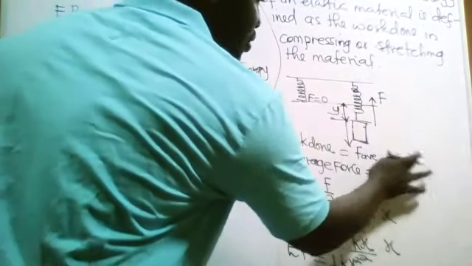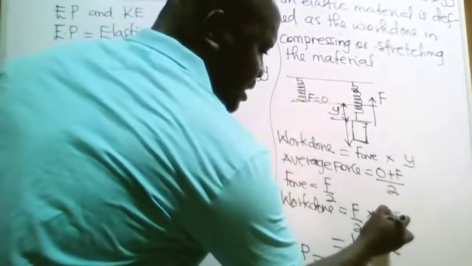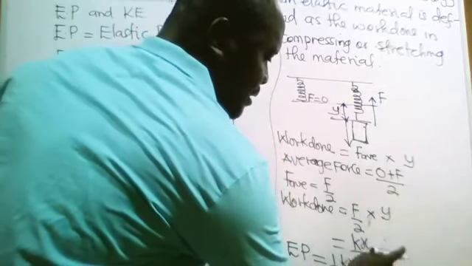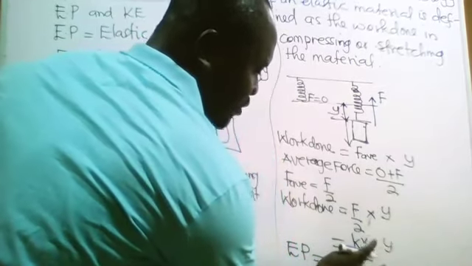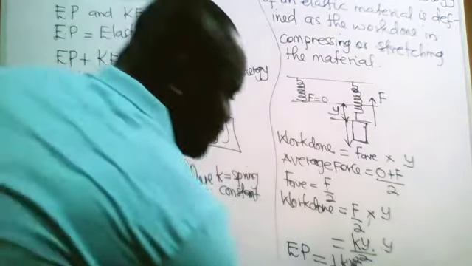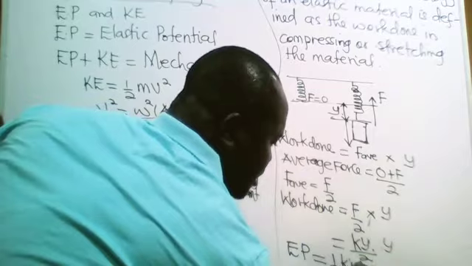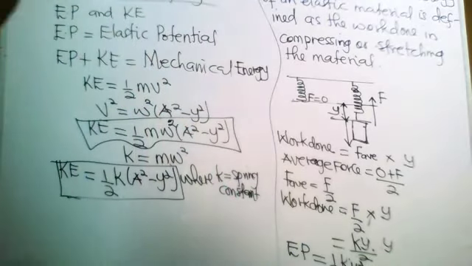So let's also change the X to Y. We want to create a uniform expression, so we are changing all expressions of displacement to Y. So Hooke's law is Ky, so that we have the elastic potential energy equal to half Ky squared.